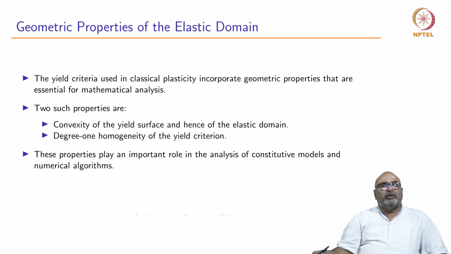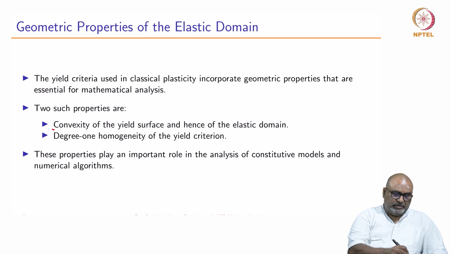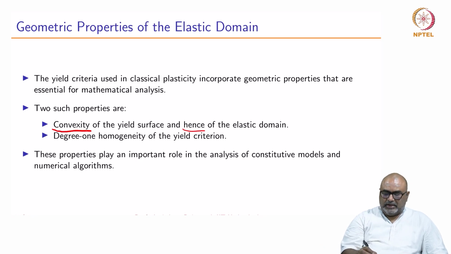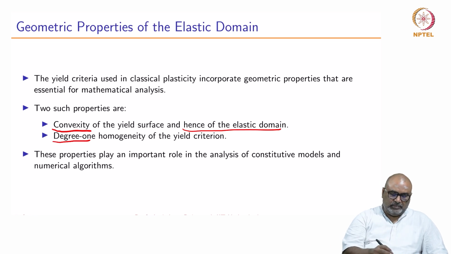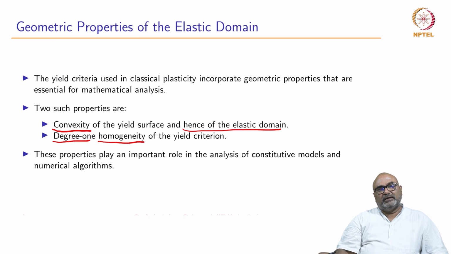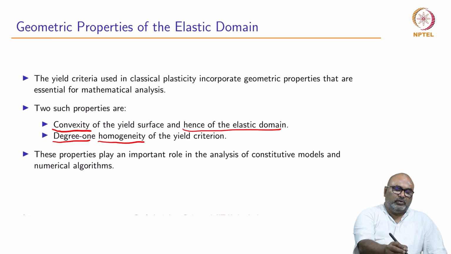So, the geometric properties of the elastic domain: the yield criteria used in classical plasticity incorporate geometric properties that are essential for mathematical analysis. Two important properties that require consideration are, first, the convexity of the yield surface and hence of the elastic domain, and second, the degree 1 homogeneity of the yield criteria itself. These two properties play an important role in the analysis of constitutive models and numerical algorithms.